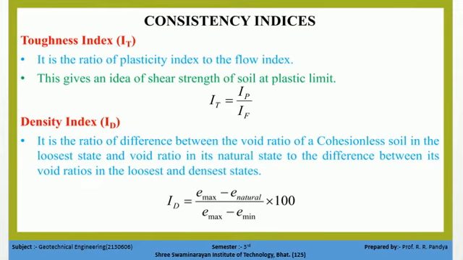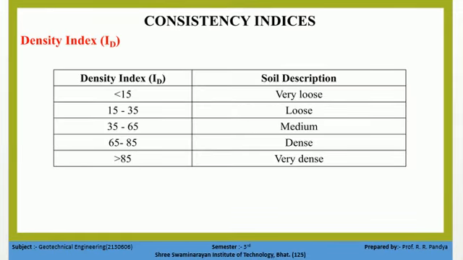Let's move to the value of the density index. Here in the table there are different soil conditions for different values of density index. If the density index value is less than 15, then the soil is in a very loose state. If the density index lies between 15 to 35, then the soil is in a loose state.